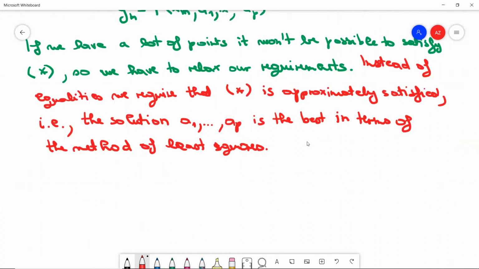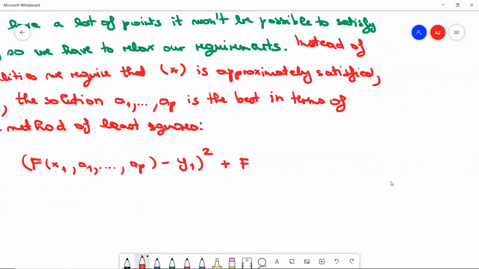So it's the best in terms of the method of least squares, meaning that this sum, F of x1 with A1 up to AP minus y1, squared, plus the same for x2, F of x2 with A1 up to AP minus y2, squared, and so on, is the smallest possible.